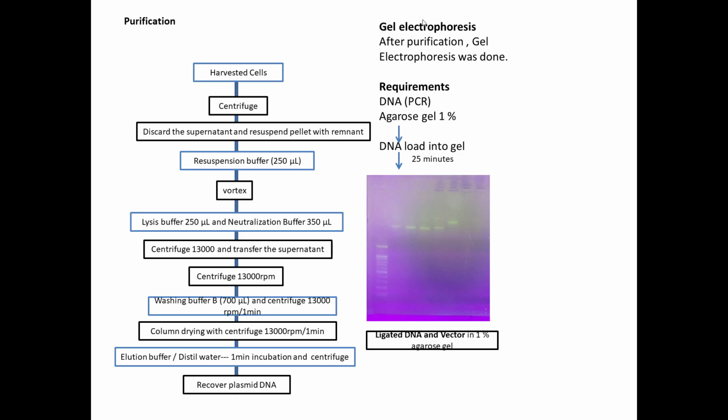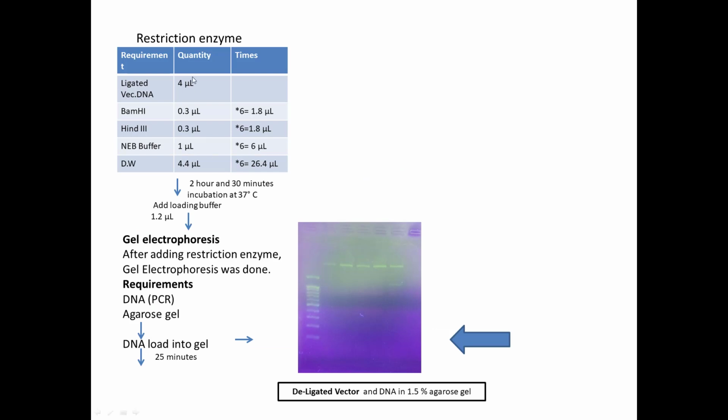Here we can see the bands for the 4 colonies, the ligated vector DNA in about 1.5% agarose gel. After the ligation I use the restriction enzyme so that I can find out if this vector DNA is recombinant DNA. I generally use it to cut this portion, and I want this to be separated by gel electrophoresis. That's why I have used the restriction enzyme.